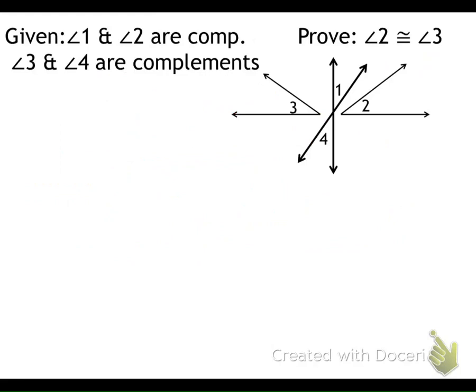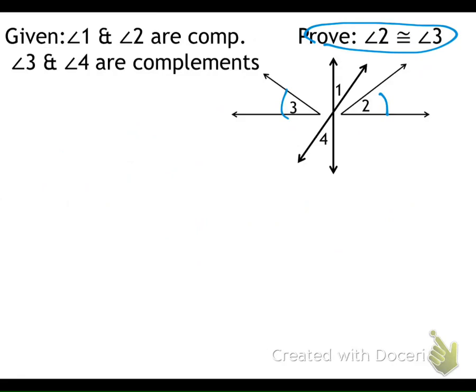There we go. Given angle 1 and angle 2 are complements, angle 3 and angle 4 are complements, prove angle 2 congruent to angle 3. Again, while you guys are writing this down, I'm going to highlight what we do need to prove in blue. We need to prove angle 2 and angle 3 are congruent. Somehow we need to get that congruent. I'm not going to mark them congruent yet.